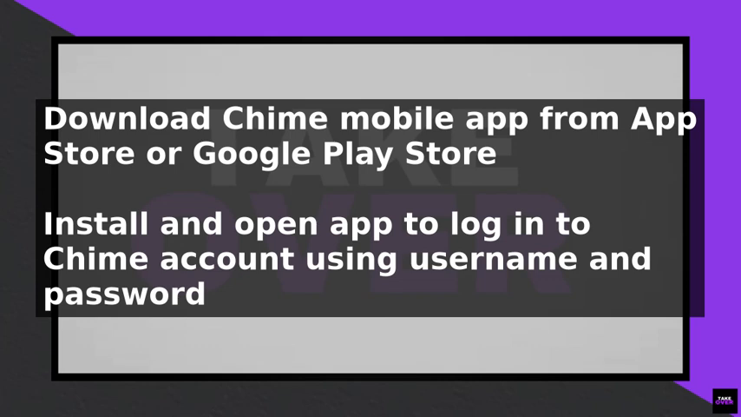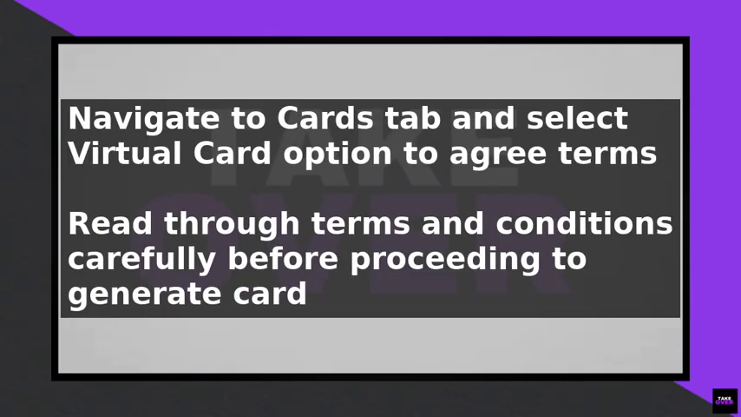You will be prompted to agree to the terms and conditions, so make sure to read through them carefully before proceeding. Once you agree, your virtual Chime card will be generated and displayed on the screen.